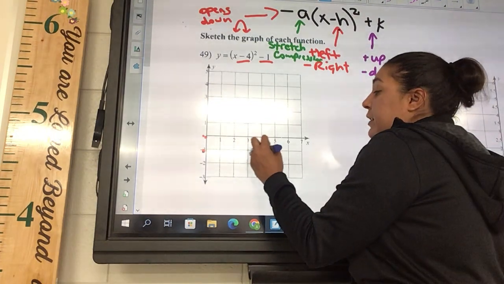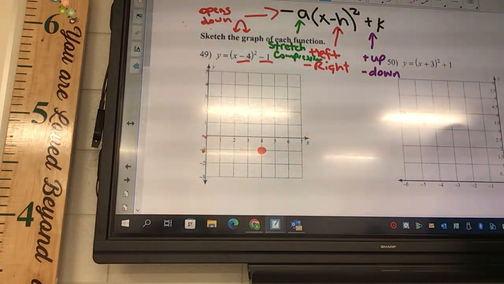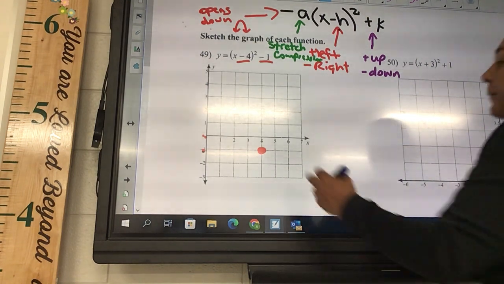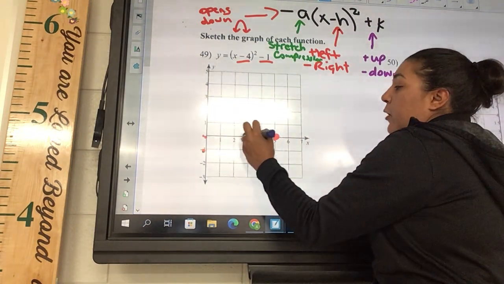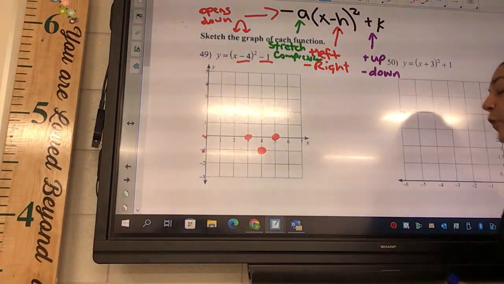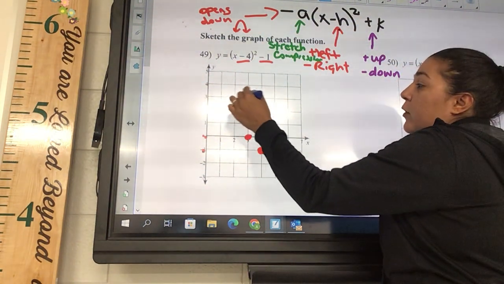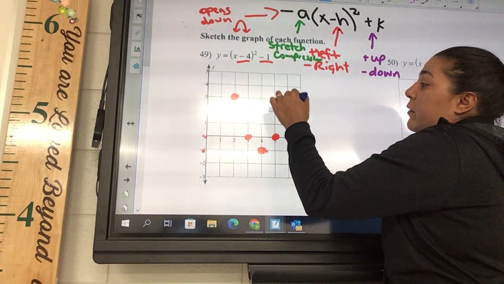What is this first point called? The vertex. From here we can count up 1 and over 1, and then what? 4 over 2. From the vertex, so 1, 2, 3, 4 over 2 and over 2.